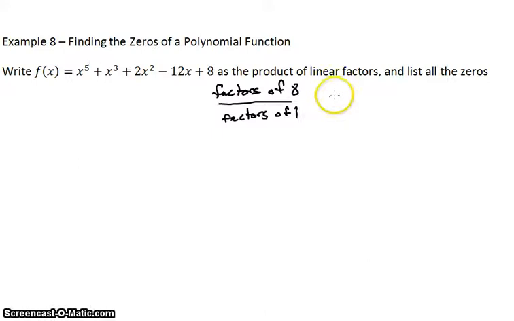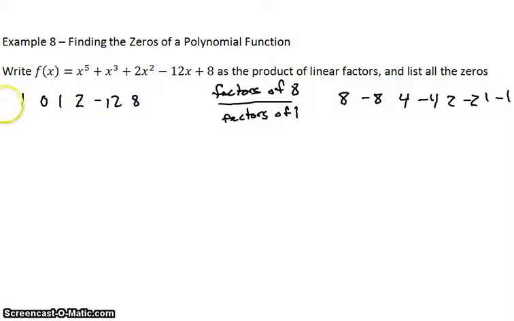So the ones that I have to test are 8, negative 8, 4, negative 4, 2, negative 2, 1, negative 1. So I'm going to start testing them right now. Notice that I'm missing 1. So I'm going to write 1, 0, 1, 2, negative 12, and 8. Now, this seems like a lot, but when you start to boil down and see which ones we have left, you'll see that it gets to be a lot quicker. So I'm going to try 1.